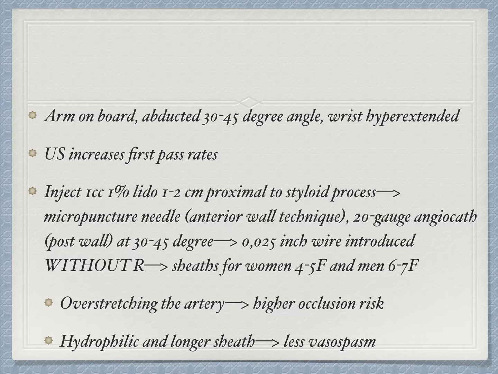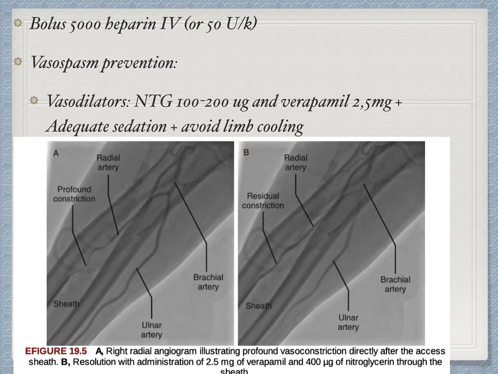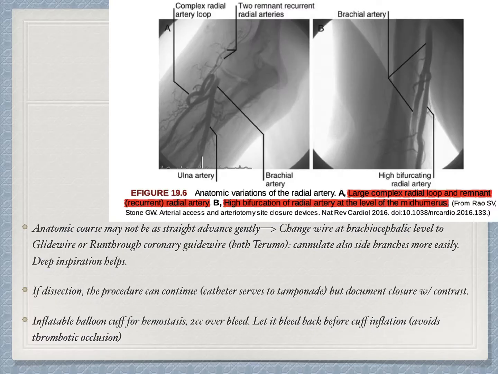Use hydrophilic and/or longer sheaths to reduce vasospasm. Use a bolus of 5,000 units of heparin. Vasospasm prevention through vasodilation: use nitroglycerin 100 to 200 micrograms push and verapamil 2.5 milligrams. Be sure you have adequate sedation and avoid limb cooling. The radial artery may have tortuosity. It may have an anatomic variant. It may have different changes that may complicate its passage, so be sure to advance the catheter gently.